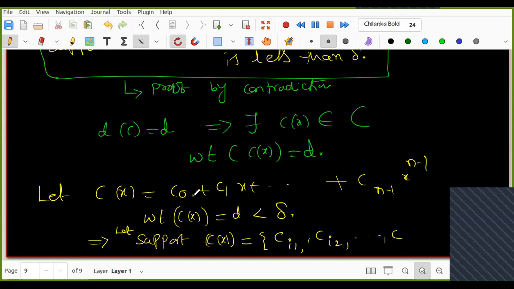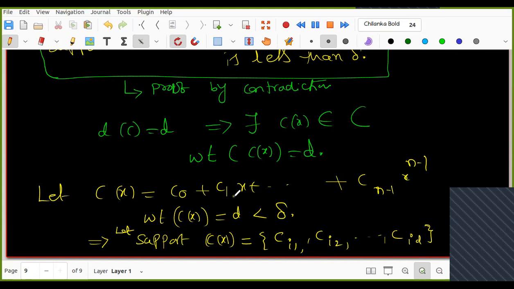Recall, the support of C(x) is the set of non-zero coefficients. Now the weight equals the number of non-zero coefficients, that is, the cardinality of the support of C(x), right? So can you tell me where I'll go? c_I1, c_I2 up to c_Id. So these are the non-zero coefficients here.